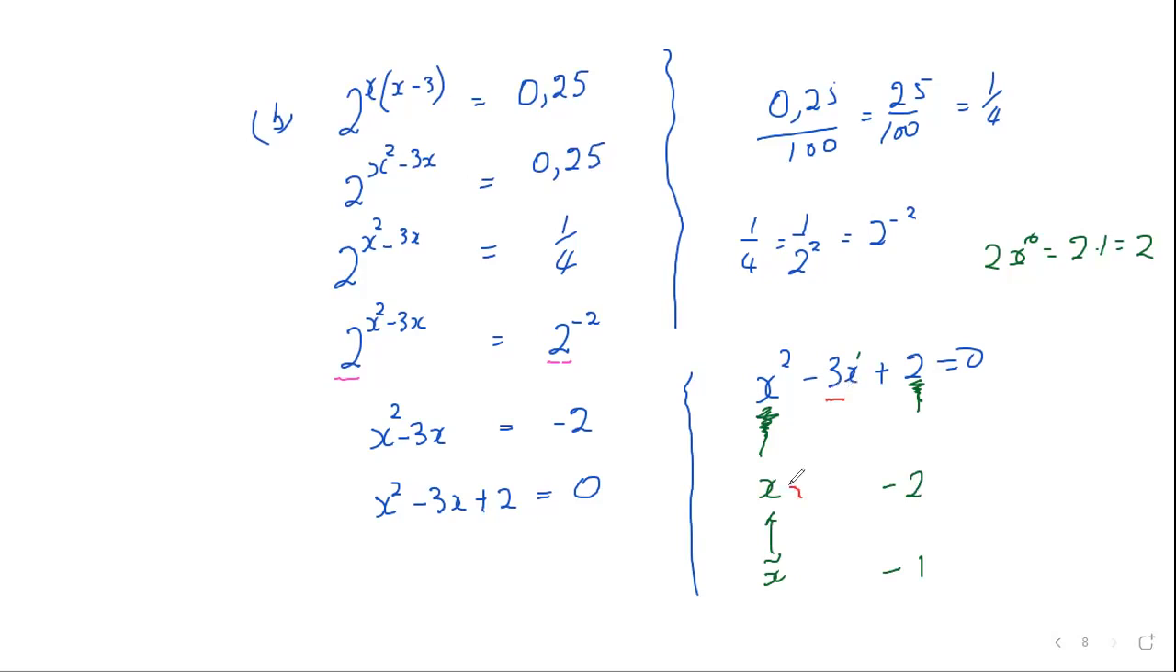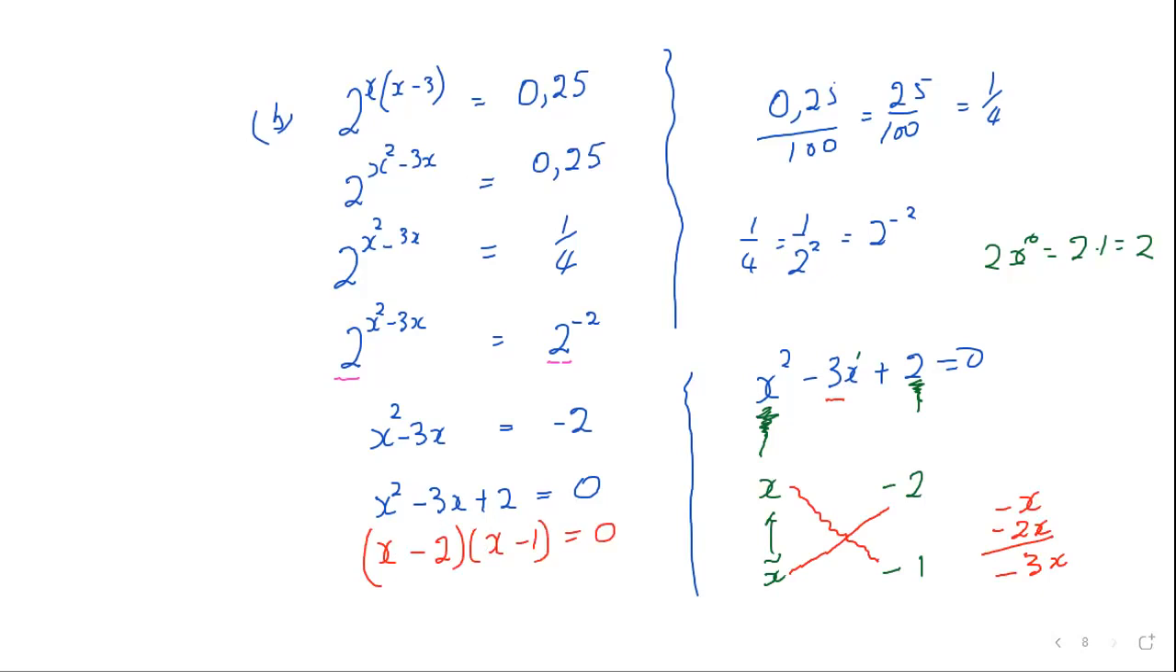If you multiply here, you get negative x. If you multiply there, you'll get negative 2x. The signs are the same, so we add, we have negative 3x. Your middle term comes up. So basically, the factors of this quadratic are x minus 2 into x minus 1. That is equal to 0.